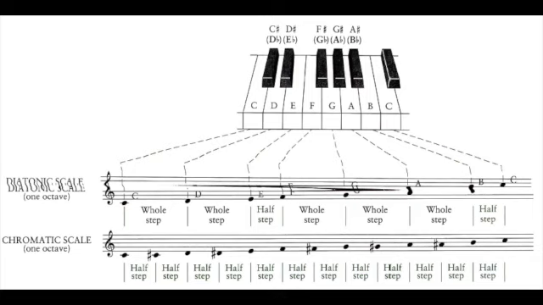Between B and C and between E and F, the interval is a half step. But between the other pairs of adjacent notes, the interval is twice as big, a whole step. Music is made out of these scales, and the diatonic and chromatic scales differ in the intervals between their constituent pitches. Hence the importance of intervals. In this diagram, the two scales are lined up in order to show the differences in their interval structure.